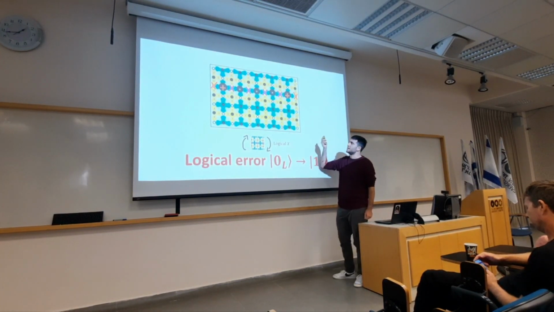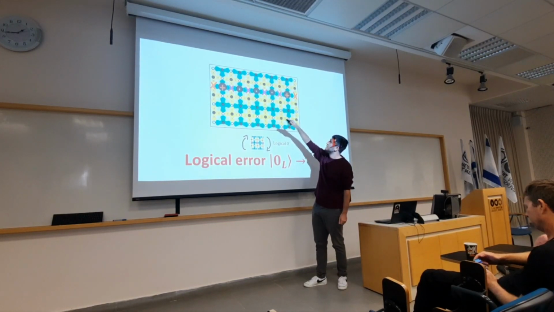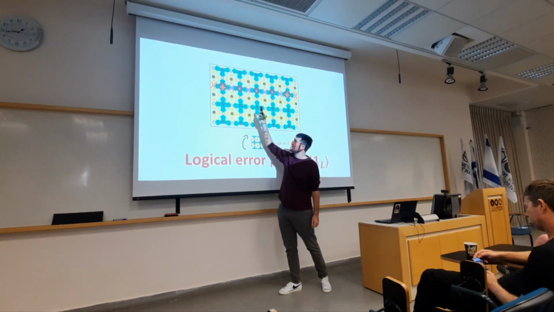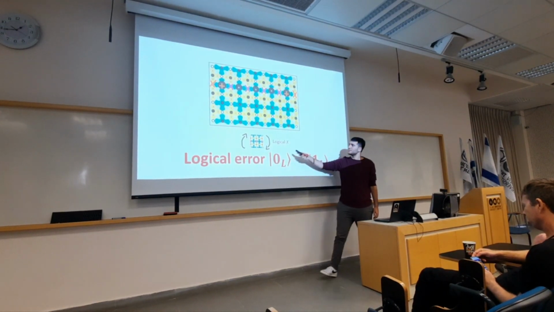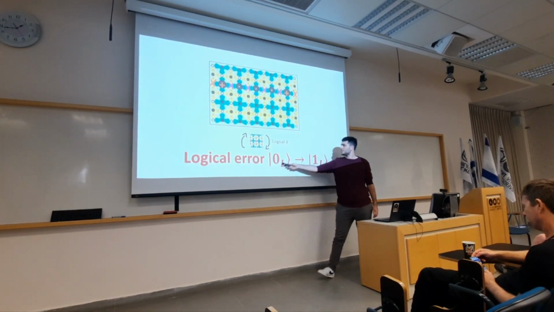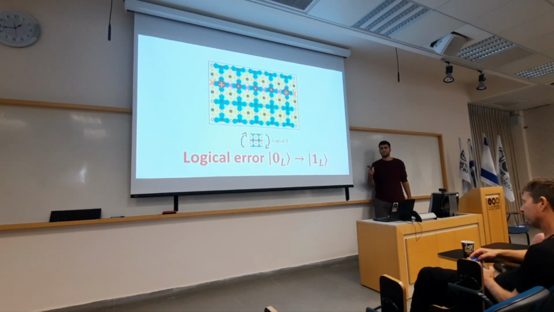So in this guess, it thought these were the errors, and it corrected them. Actually, the errors were these. So we actually created a chain of X's. And if you remember the slide before, a chain of X's from left to right flips a logical 0 to logical 1, which is called a logical error.